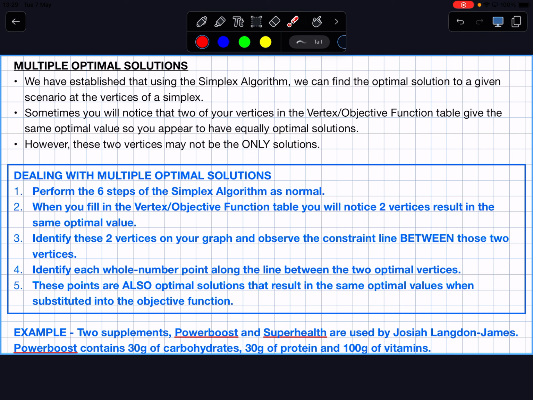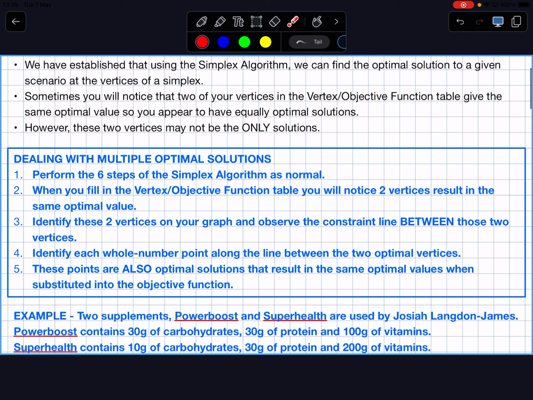But sometimes when you start doing these questions in 2C.3, you're going to notice that two of your vertices give the same optimal solution. But those aren't the only optimal solutions. So how do you deal with the multiple optimal solutions? Can you please get this rectangle down?